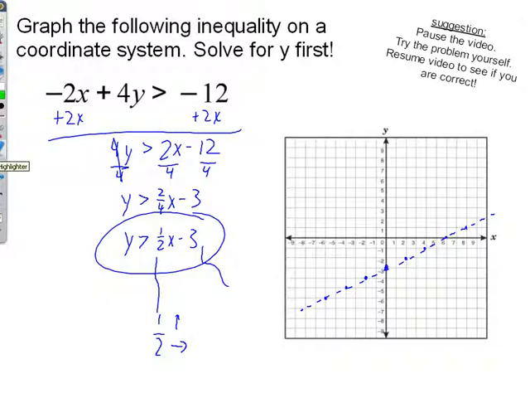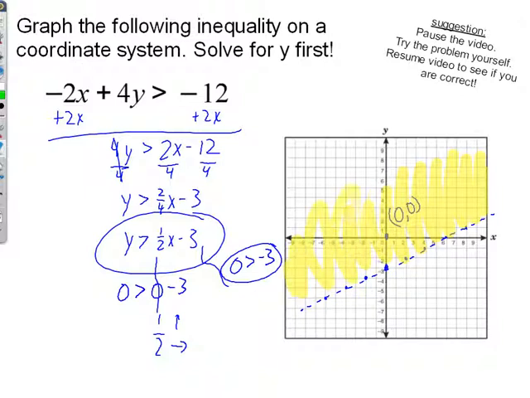And then I'm going to test a point, and oh, good thing 0, 0 is not on the line. If it was, I would have to pick a different point, but I'm going to test 0, 0. And I get 0 is greater than 1/2 times 0, which is 0, minus 3, or 0 is greater than negative 3. Is that true? Yes, 0 is greater than -3. So since that's true, I'm going to shade on that side. If it were not true, then I would shade on the other side of this line. All right.